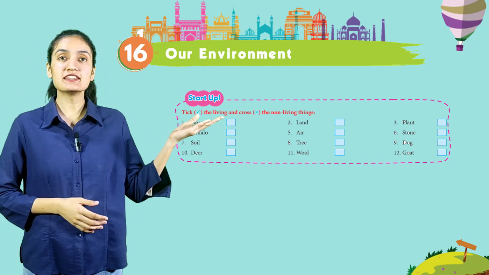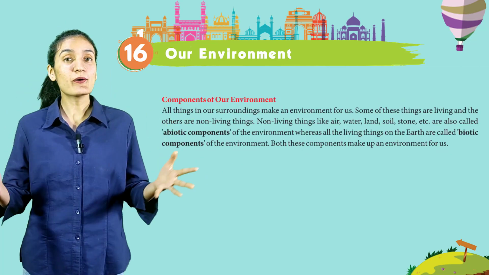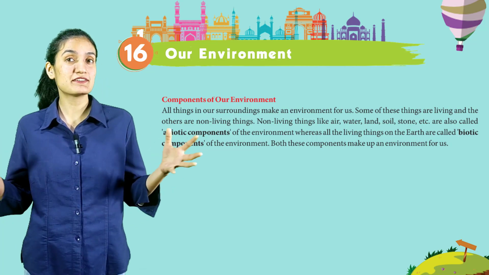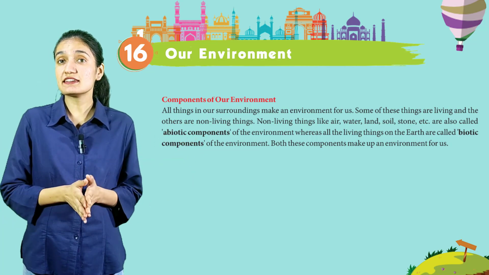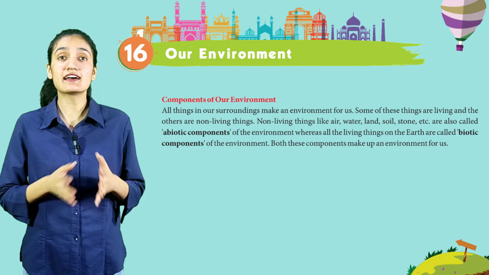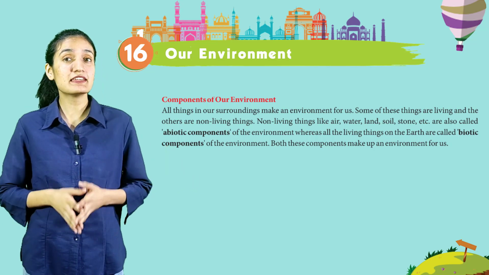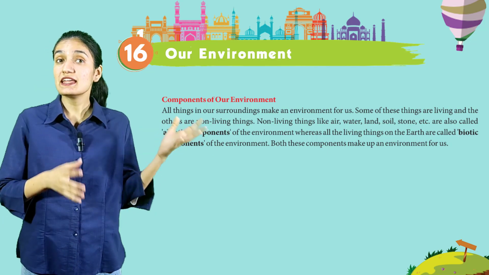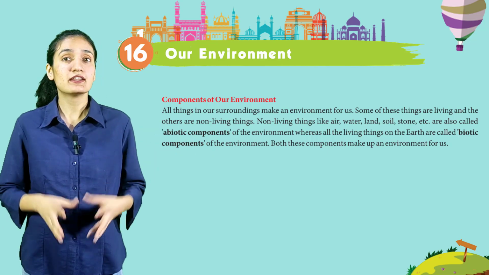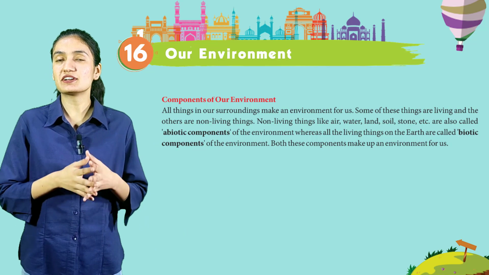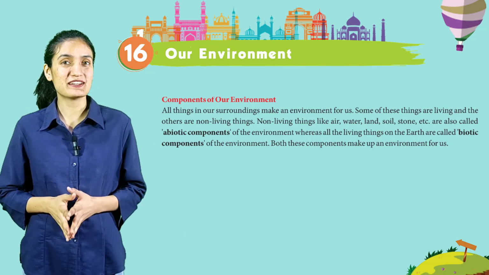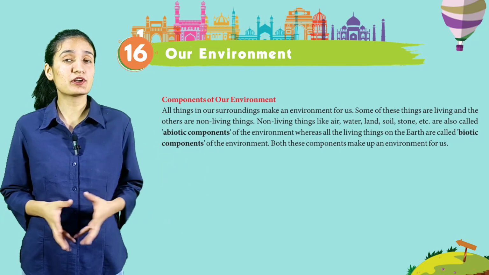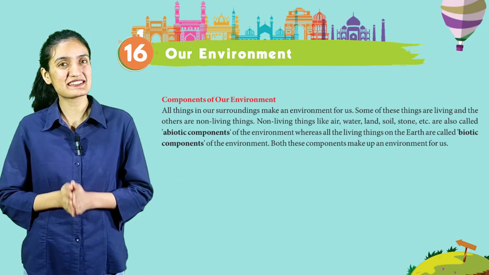Now, components of our environment. All things in our surroundings make an environment for us. Some of these things are living and others are non-living things. Non-living things like air, water, land, soil, stones, etc. are also called abiotic components of the environment, whereas all the living things of the earth are called biotic components of the environment. Both these components make up an environment for us.